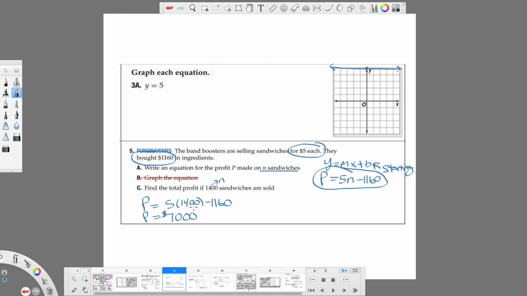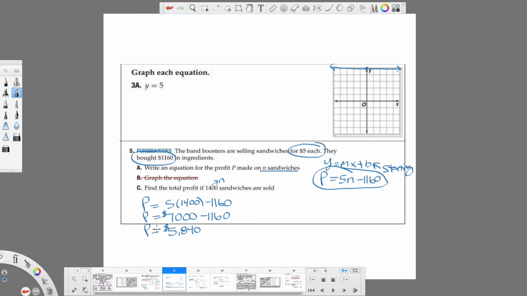But I spent 1,160 to get here. So I need to subtract that to have my total profit, because we don't want to include that cost as a profit. That would throw us off. We didn't actually make $7,000. We only made $5,840 on the sandwiches. Still not bad, almost $6,000 there. But this is the profit.